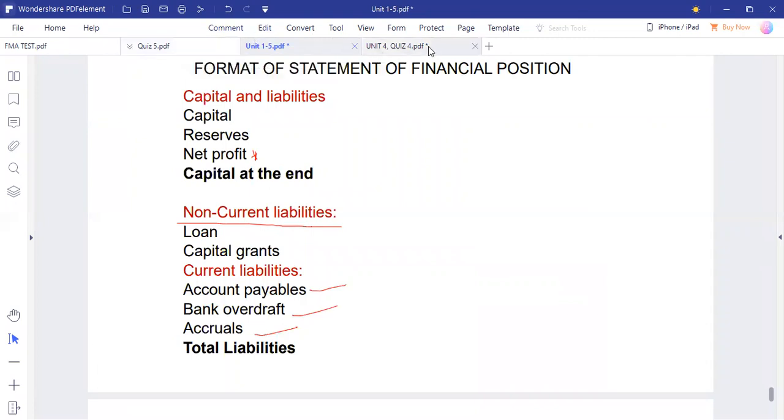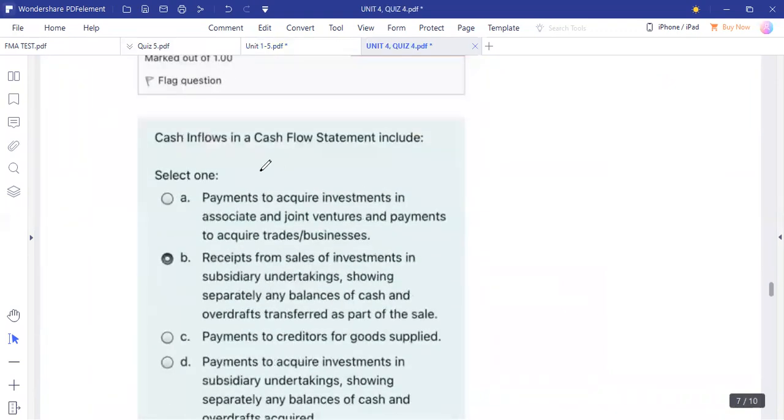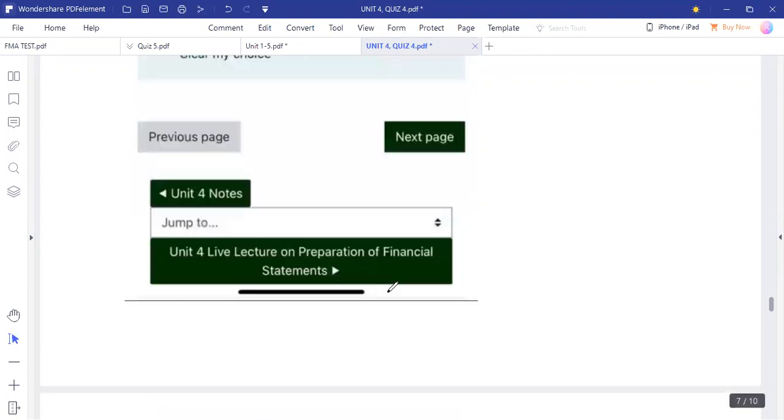Yes. All right. Then we go to the cash flow. In the cash flow statement, we said cash flows usually include receipts from the sales of investments and subsidiary undertaking. It also shows separately any balances of cash overdraft transferred as per sale. So this is what is included in the cash flow statement.